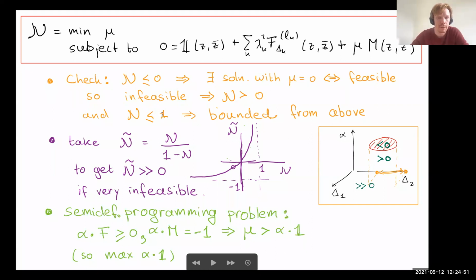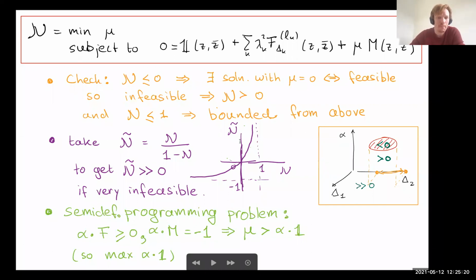Furthermore, our navigator function is guaranteed to be bounded from above because it's less than or equal to 1 always, because there's always a solution with mu equals 1. So let me remind you of the picture that I wanted. There's a negative region in the feasible, it's positive in the infeasible region. And of course, we want it to be very, very positive, very far away from the feasible region. Now, okay, here it's bounded by 1.